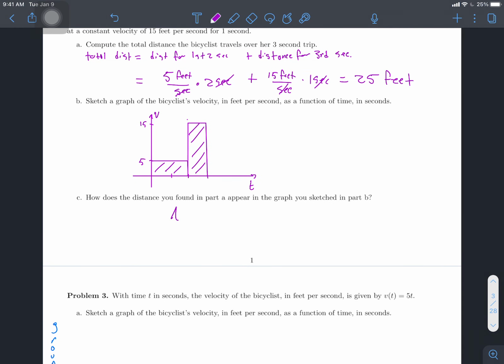So again, it's the area under the curve again. Only we had to use a slightly more sophisticated technique to find that area, okay?